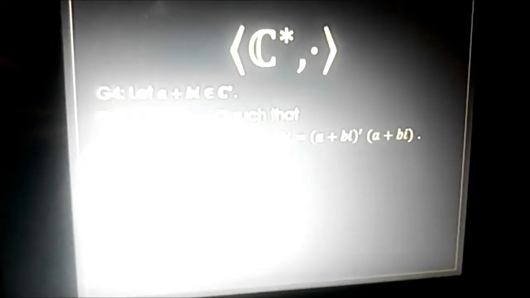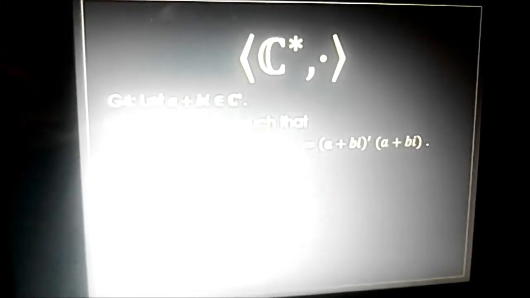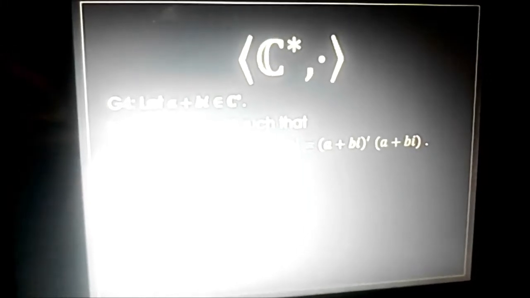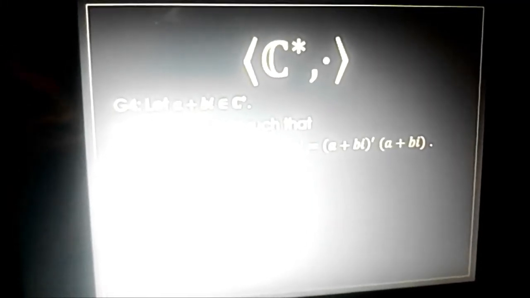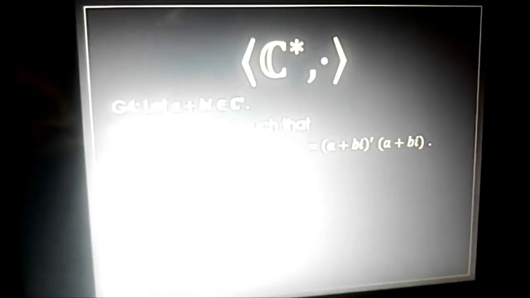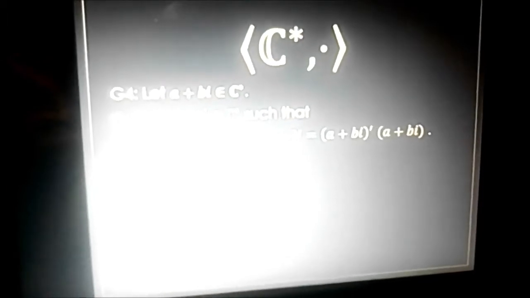To further show that it is equivalent to the identity element, suppose the inverse of a + bi is equal to x + yi, which is another form of complex numbers.